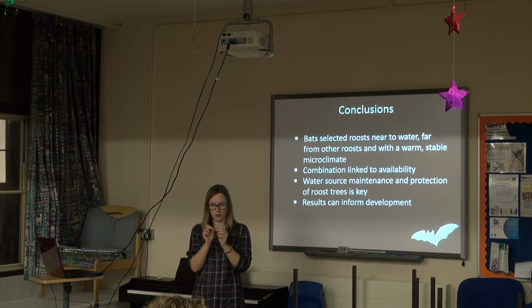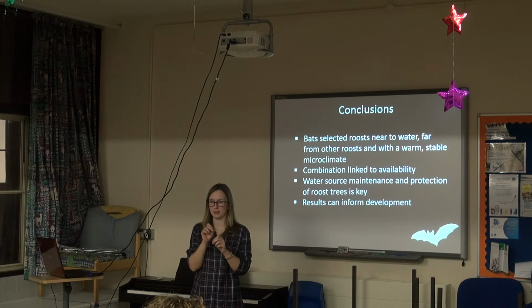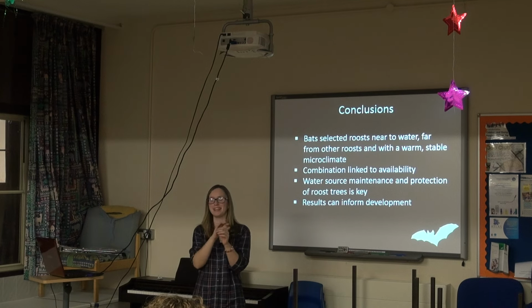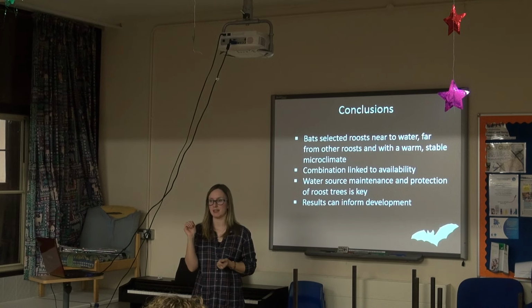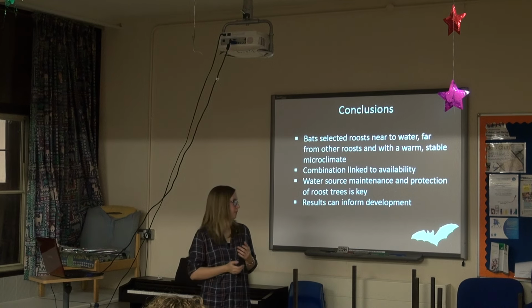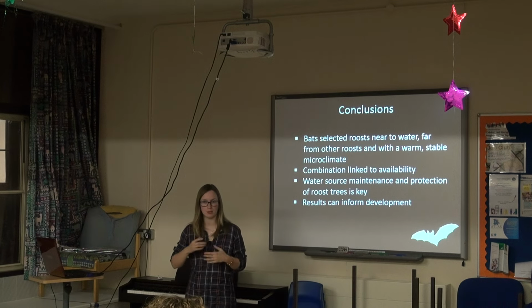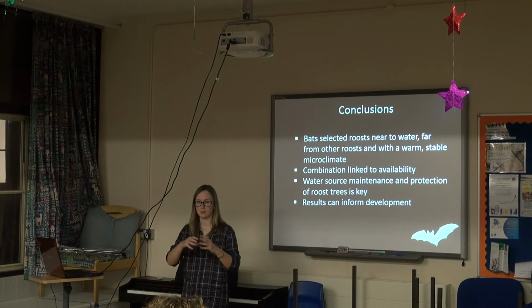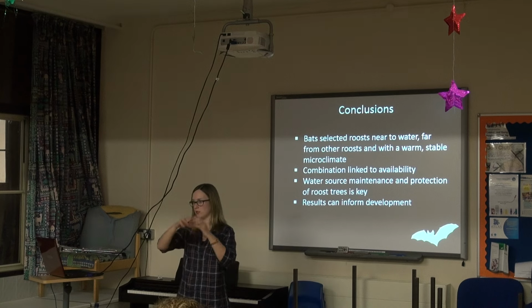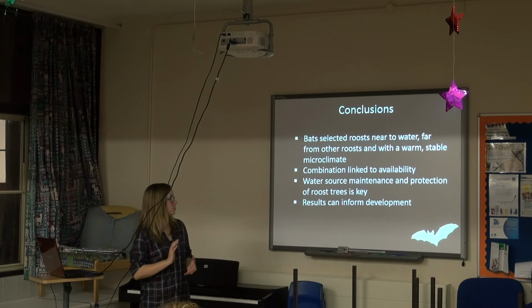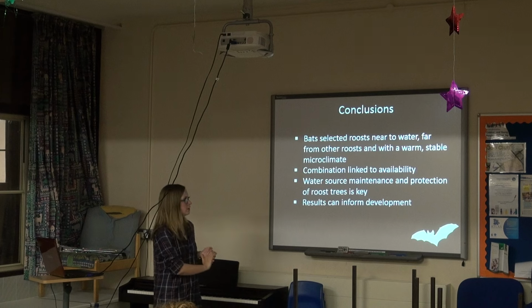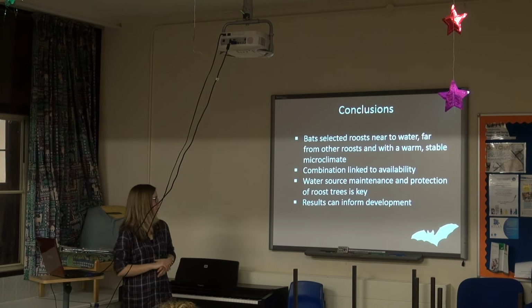Unfortunately, because we had to wrap the foam around the sensors to minimise those, we couldn't really use the humidity data because that would have impacted it. So it'd be good to get some other humidity sensors maybe and do a bit more work on that, because that could be a really important interaction with the temperature to get a sense of the microclimate as a whole. But yes, they were using a warm, stable roost the most.